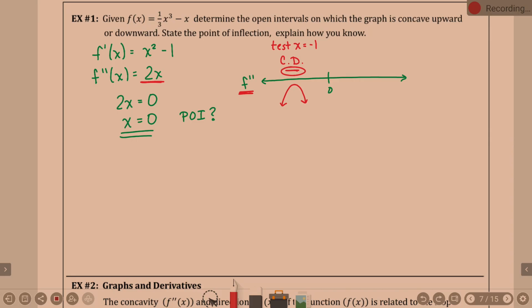If I test a number to the right of 0, say 1, 2 times 1 is going to be positive. And that means this portion of the graph, since the second derivative is positive, is going to be concave up. Based on the fact that to the left of 0 is concave down, and to the right of 0 is concave up, what does that mean must occur at 0? That is a point of inflection. Okay?